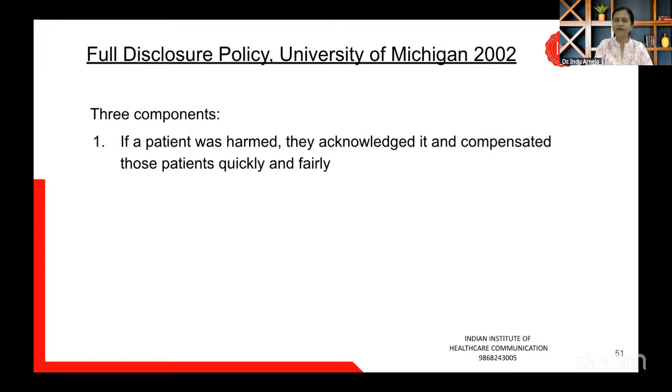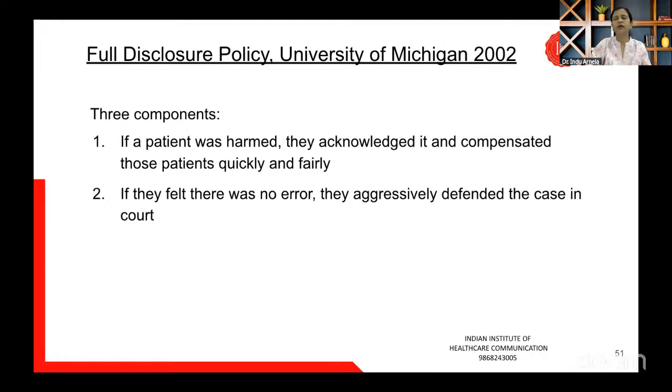So if they feel that yes, an error has happened at our end and the patient needs to be compensated, they did not try to cover up. They quickly and fairly compensated the patient. Like Dr. Matthews was saying, if an error has happened, you have to compensate. That means if you take that approach, the family somewhere feels that okay, they have made a mistake, but they are ready to cover for it. And if they felt there was no error, or it was just a complication or some unanticipated outcome, they would aggressively defend the case in court. So they will not accept it as an error.